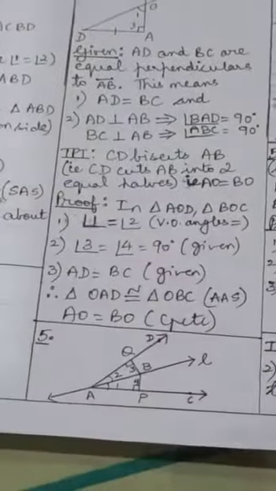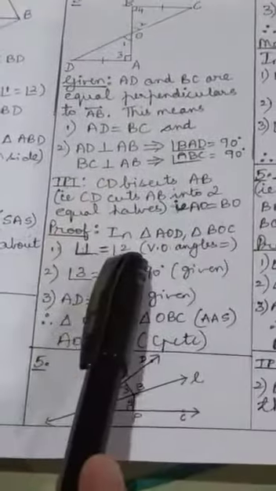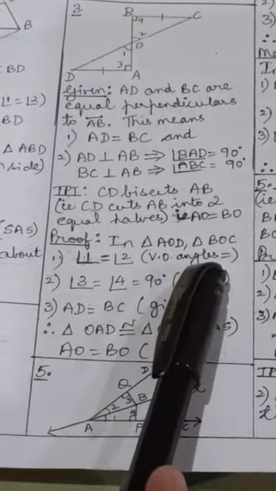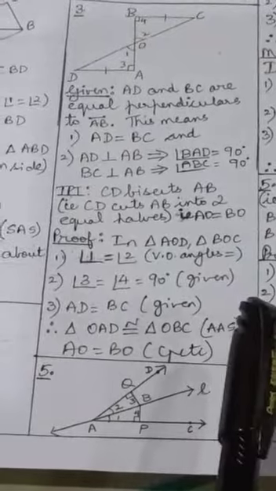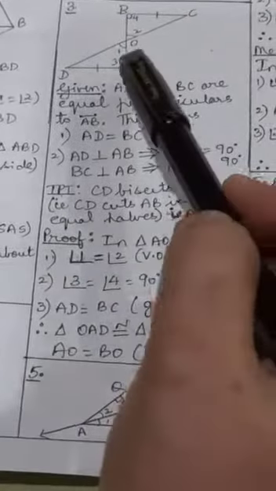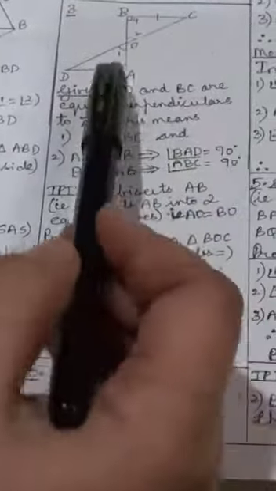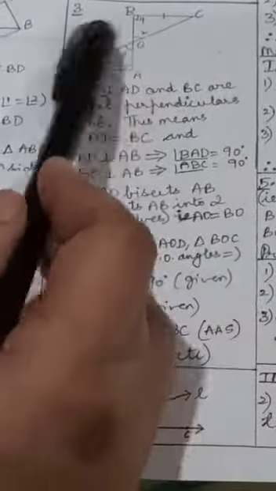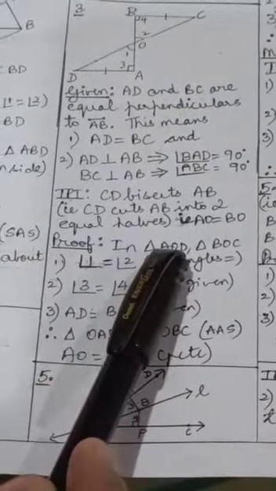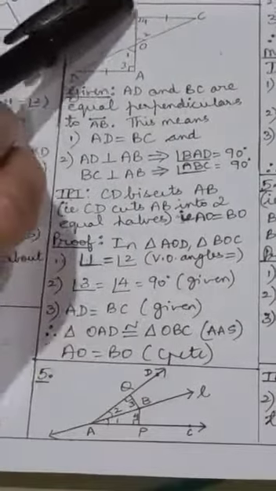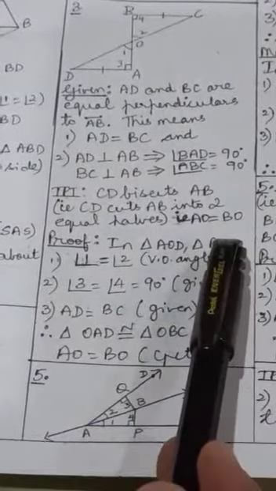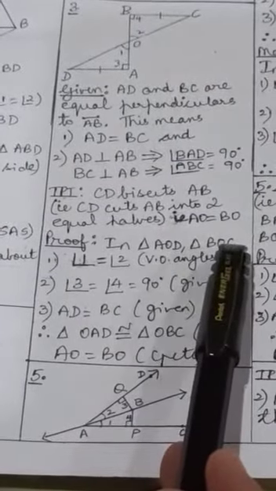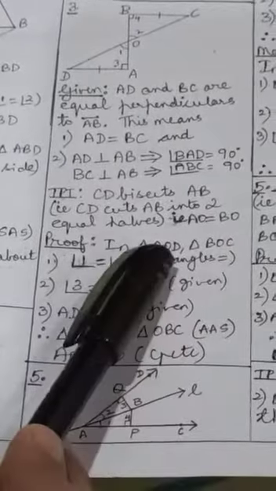So here in this figure, this is the information we have. We can say that angle 1 is equal to angle 2 because vertically opposite angles are equal. Before that, which are the triangles we have to consider? We need to prove that AO is equal to BO, right? So AO is a side of which triangle? AOD. So we need to take up the triangle AOD. And BO is a side of which triangle? BOC.